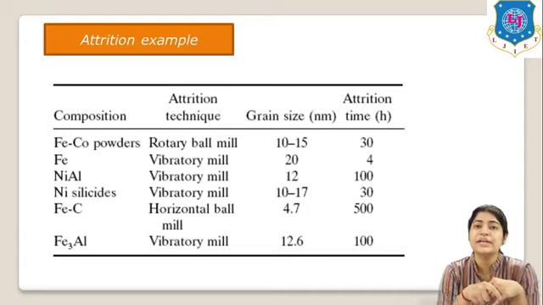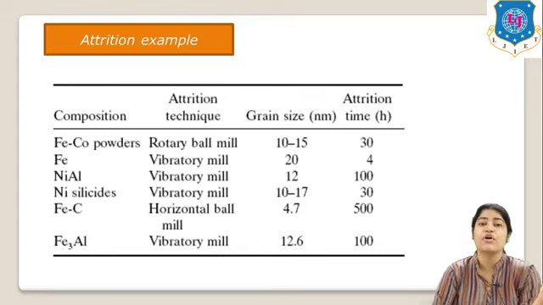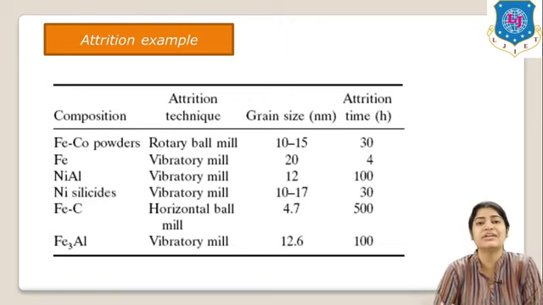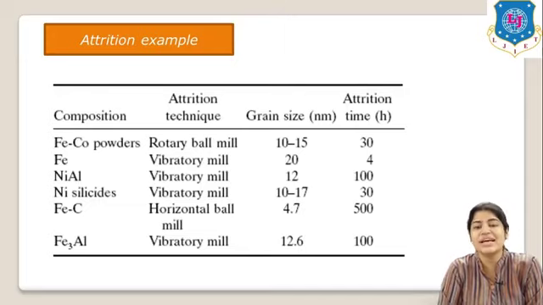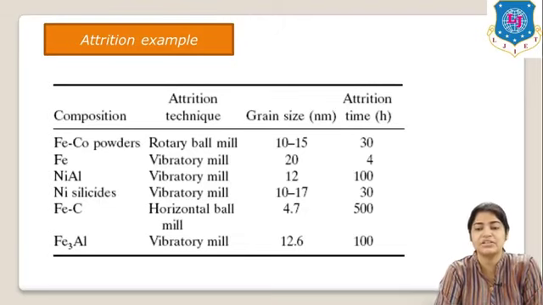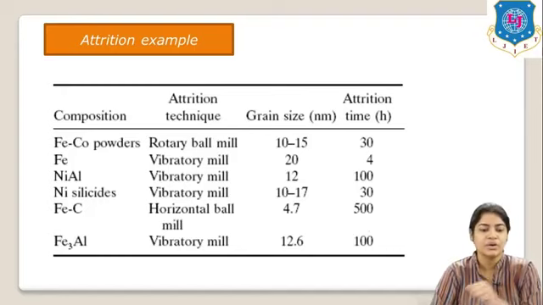Now let's see about the attrition examples. Here you can see that for different material, my attrition technique also changes. First is for FeCo powder, that is iron cobalt powder generation; the general technique you use is the rotary ball mill. The grain size which can be obtained here is 10 to 15 nanometer, and the time required for attrition is about 30 hours. Next is simple iron composition. Then you are using a vibratory mill. The grain size obtained is about 20 nanometer, and the attrition time is about 4 hours.